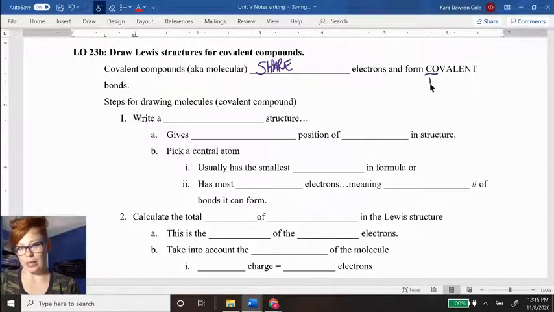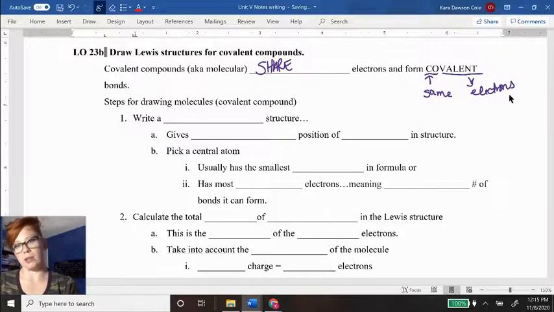So co meaning same, valent meaning electrons. So they share the same electrons. So steps for drawing molecules or covalent compounds. The first thing that you want to do is write a skeletal structure. And this is going to give the relative position of atoms in the structure.